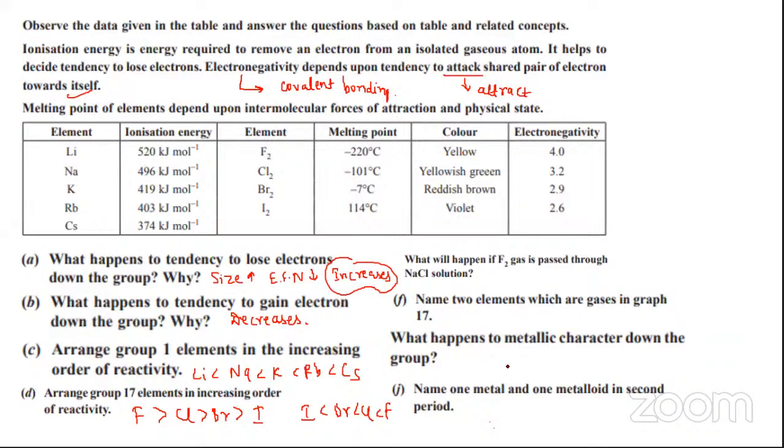So it's an equation: F2 plus NaCl will give NaF plus Cl2. Yes, F2 plus NaCl gives NaF plus Cl2. The logic is the more reactive halogen can displace the less reactive halogen from its salt. Right. Name two elements which are gases in group 17. Fluorine and chlorine, they are gases. Bromine is a liquid, iodine is a solid.